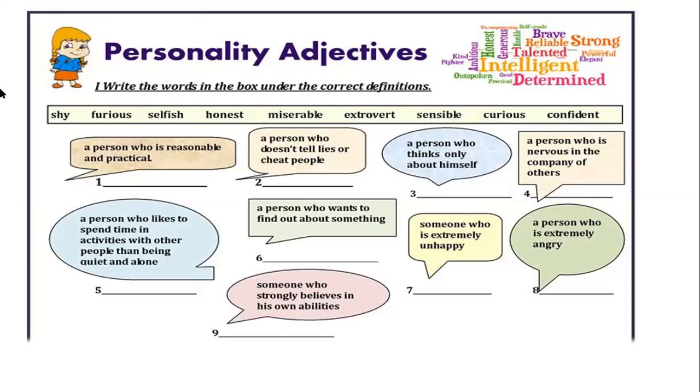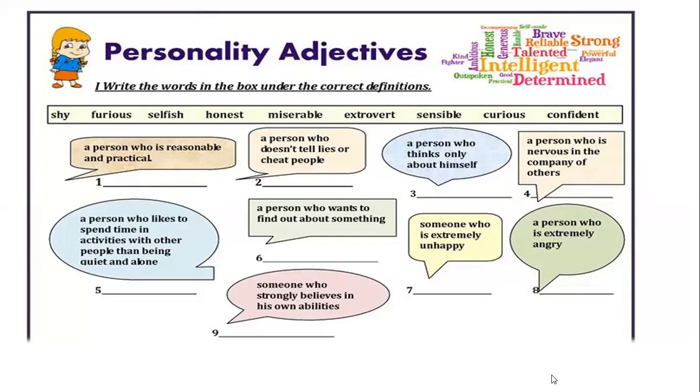You have 9 adjectives. Estos son adjectives, ¿verdad? And in here you have the definition. Aquí tenemos la definición. For example, number one says, a person who is reasonable and practical. Una persona que es razonable y práctica. Vamos a ver. Maybe confident, ¿verdad? De todos los que yo veo, me parece que confident es el que best matches, el que mejor encaja. So, the challenge is that you have to let them match, los tienen que hacer casar.